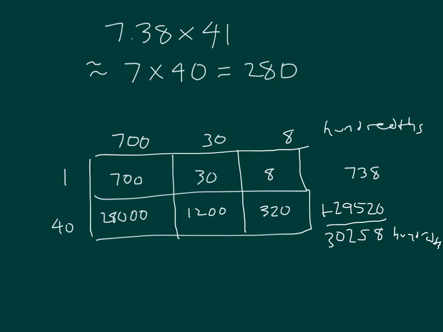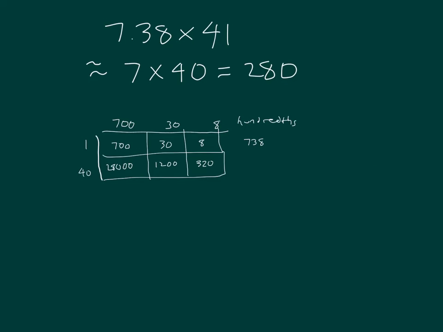Which equals 302.58, which is close to 280. And then we can work out our standard algorithm. 738 hundredths times 41.